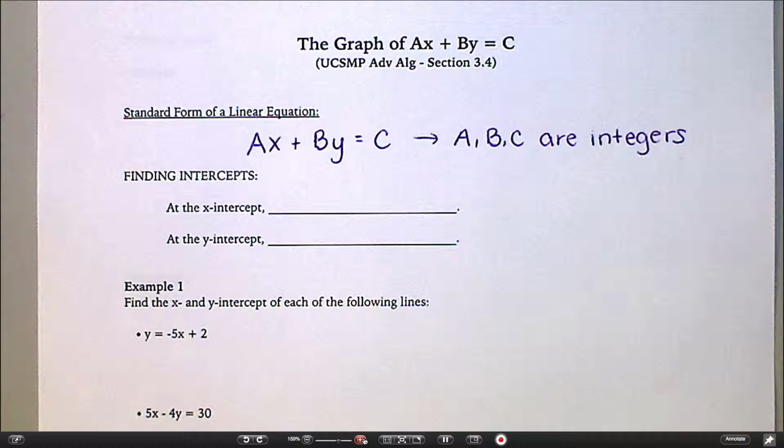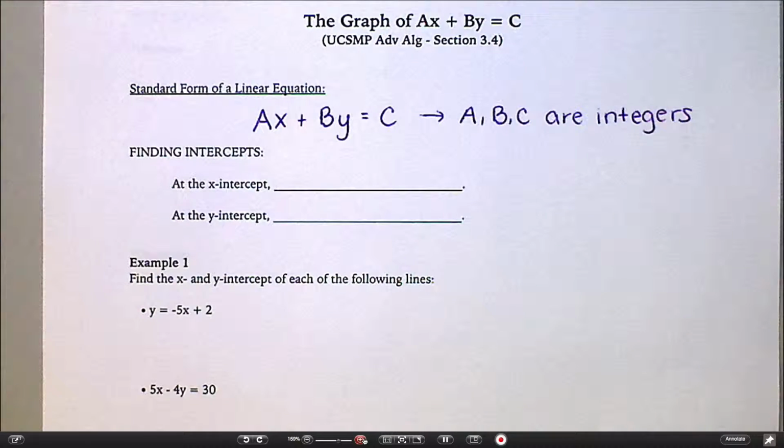Up until now, when we've had that, the only way we've been able to graph it is to rearrange it and get it into slope-intercept form. Okay? Good with that? Any questions there? Understand where we're going today, hopefully.